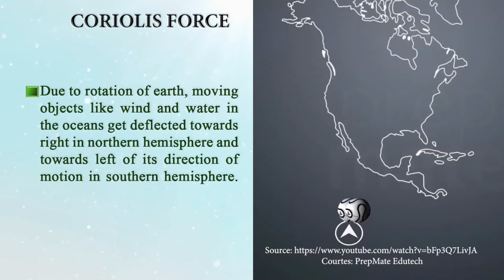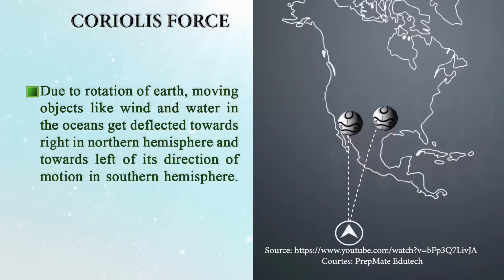Due to Coriolis force also, it is the most important force that drags the ocean currents and deflects the currents in a particular direction. You must have studied about Coriolis force when you studied the block on atmosphere. It is due to the rotation of the earth that moving objects like water, wind, etc. get deflected towards the right in the northern hemisphere and towards the left in the southern hemisphere.